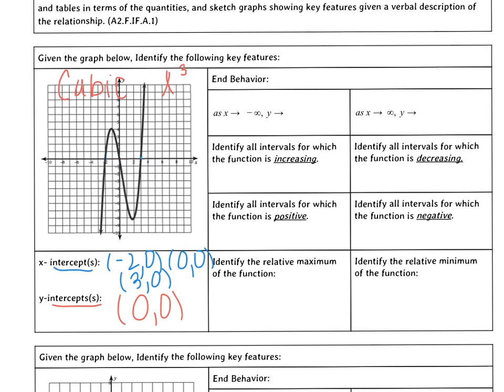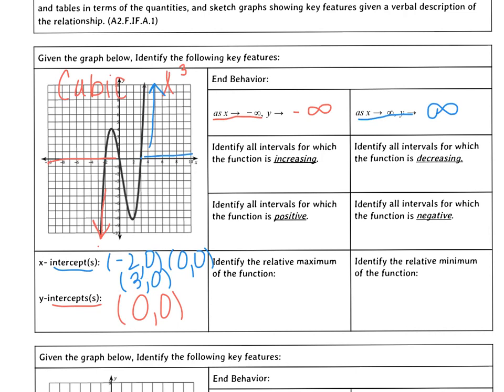Okay, so the next thing I've been asked to do is to look at the end behavior of the graph. So I see that as x is getting smaller, what is y doing? Well, I see that y is going off the left end of the graph. So as x gets smaller, y gets smaller, so I'm going to write -infinity. I've also been asked to say what's happening on the right side of the graph. So what I see here is that as x gets bigger, y gets bigger. So I'm going to put infinity there.